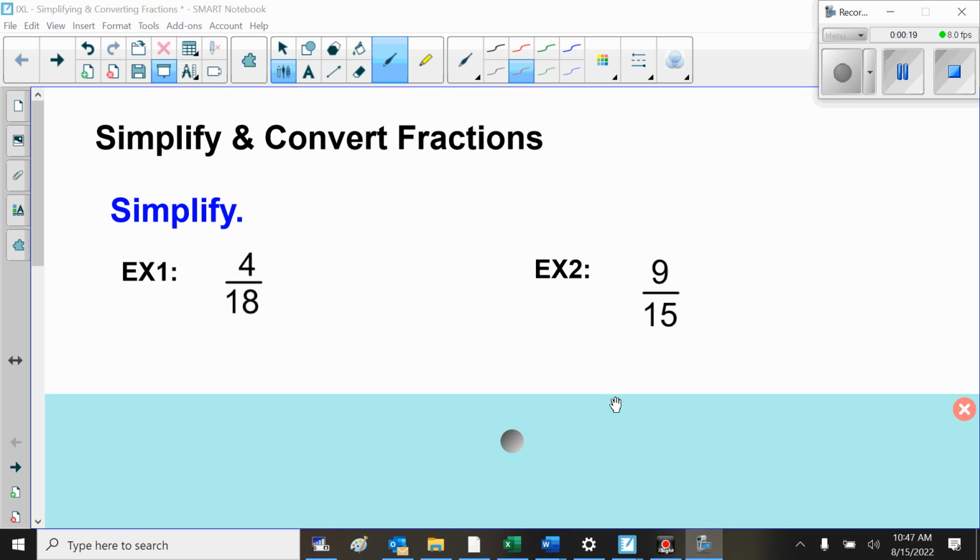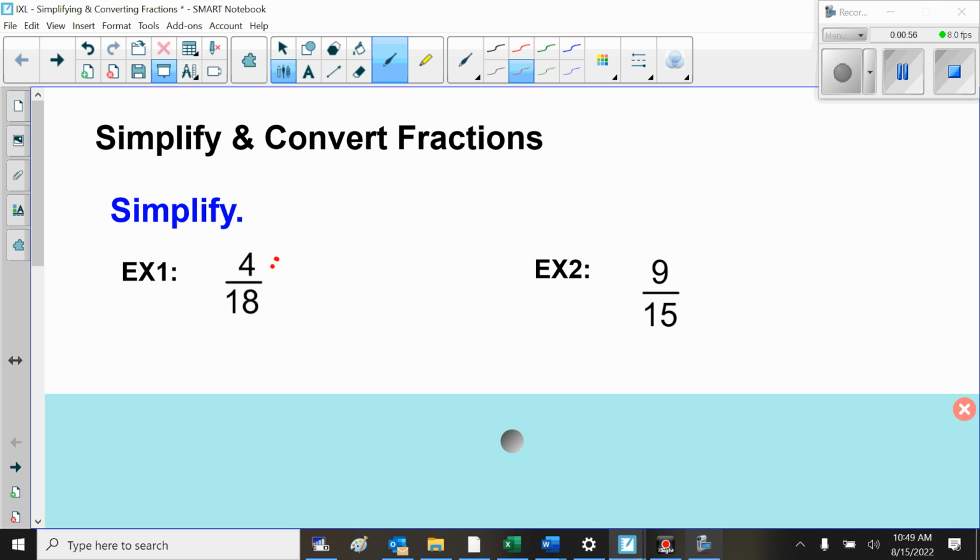Example 2, 9/15. Now when we simplify a fraction, what we're doing is we're looking to see what whole number we can divide into the numerator and the denominator of that fraction. And of course, the numerator is the top number and the denominator is the bottom number. So we're going to ask ourselves, what can I divide into 4 and 18? Okay, so we're going to divide 2 into the numerator and the denominator.